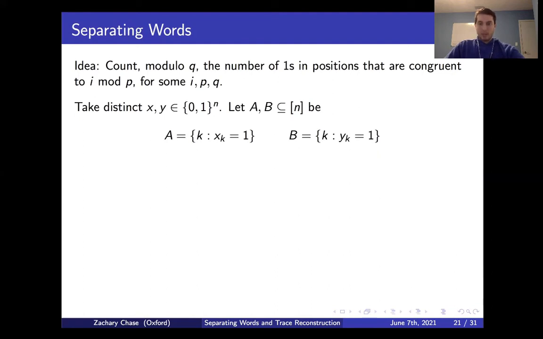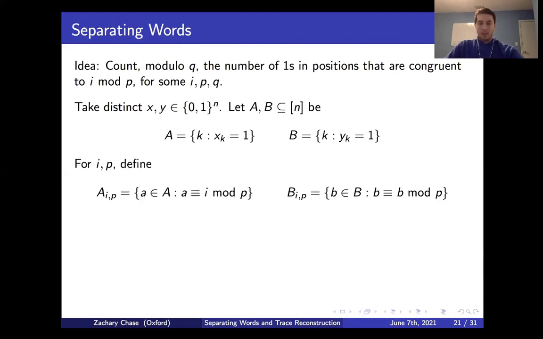So let A and B be the sets of indices where x is 1. Let A be the set of indices k such that x_k is 1, and B be the set of indices where y is 1. And for i and p, define A_{i,p} to be the elements of A that are congruent to i mod p, and B_{i,p} to be the elements of B that are, oh sorry, this should be B, congruent to i mod p.